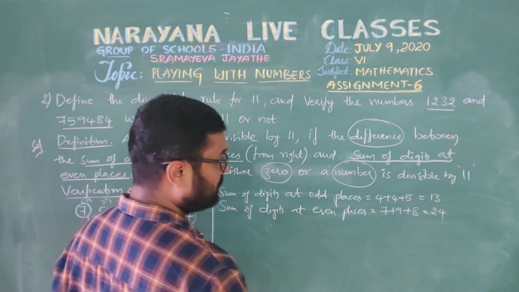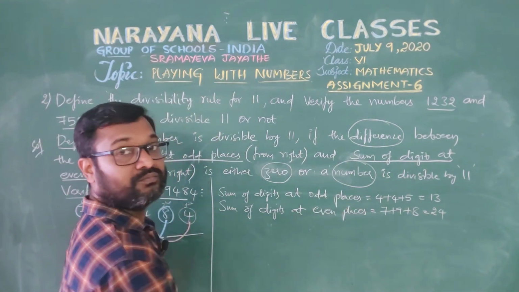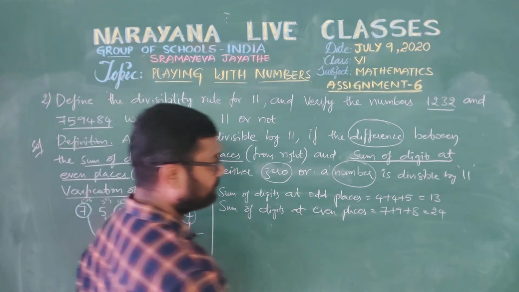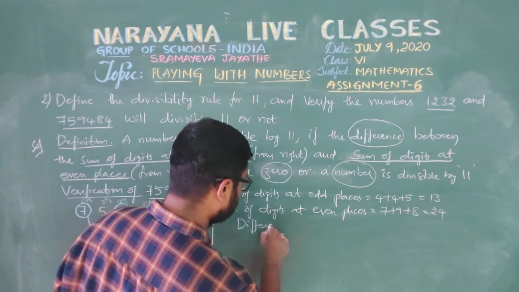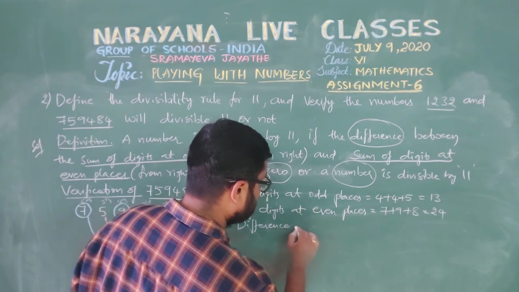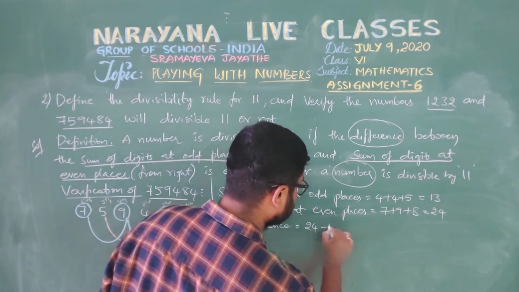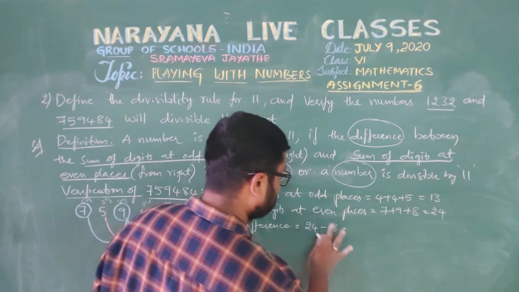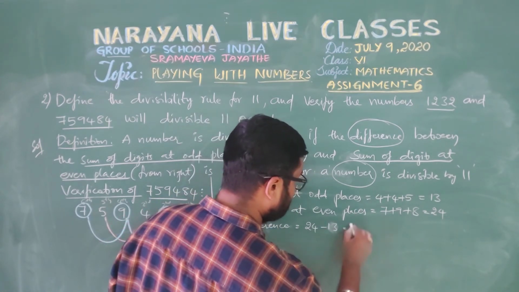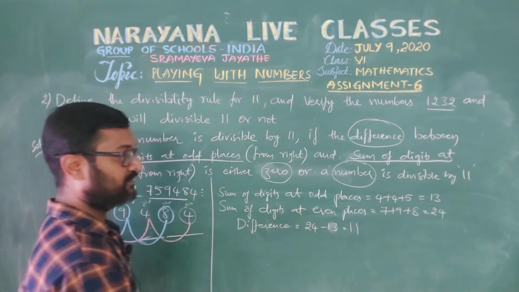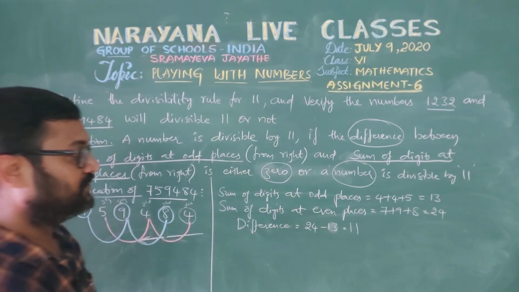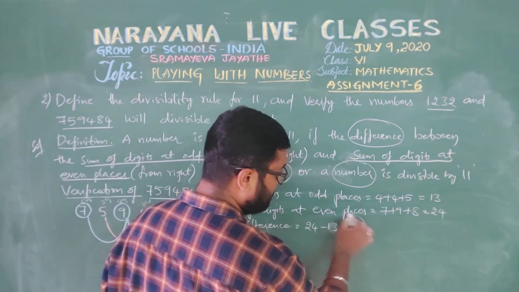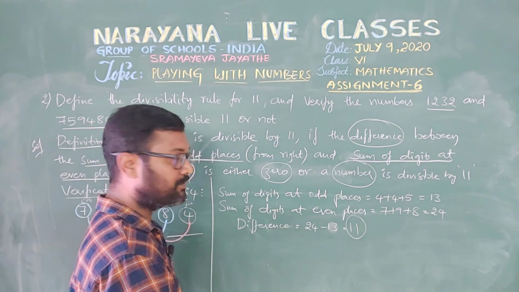Now, the difference of both, 24 and 13. So let's take the difference. That is 24 minus 13. How much? 11, isn't it? 24 minus 13 is 11. So, is 11 divisible by 11? Yes, it is divisible by 11.